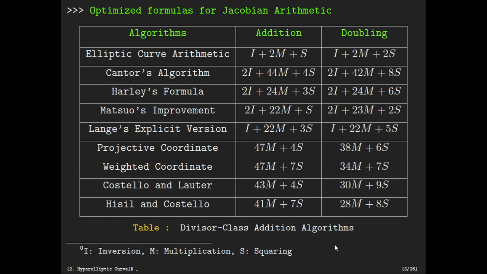It needs only one field inversion, two field multiplications and one squaring for addition, and for doubling it needs one inversion, two multiplications and two squarings. Since inversion is a quite costly field operation, researchers try to remove the inversion. So multiplications get increased.